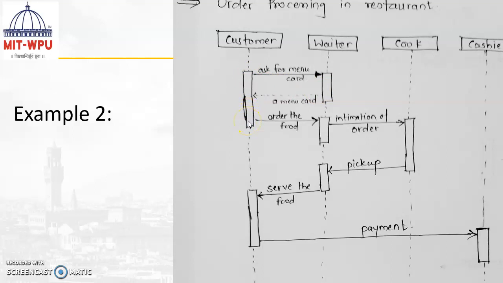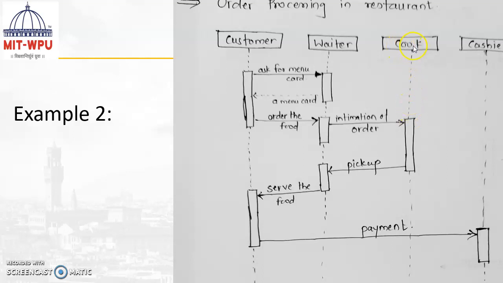Once the customer has done with selection of a food, the customer is trying to place an order. So order the food. That message goes towards the waiter side. Now here the customer doesn't want any kind of acknowledgement from the waiter once he has done with order processing. So because of that, an asynchronous message is considered over here. That order intimation needs to be given towards the cook side. So the waiter is trying to give a message to the cook, the intimation of an order.